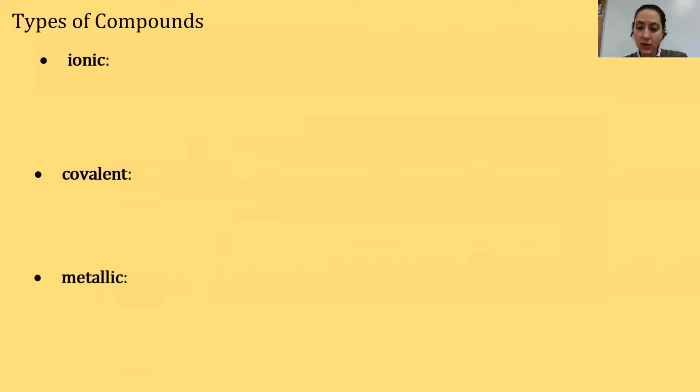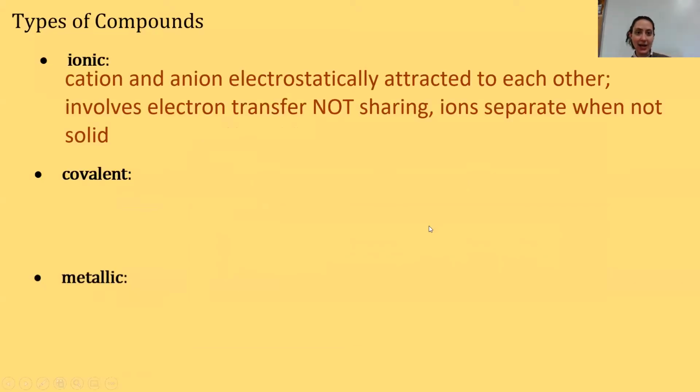Okay. So ionic, again, is a cation and anion electrostatically attracted to each other. Attracted to each other involves electron transfer, not sharing. Ions separate when not solid. So if they are liquid or if they're dissolved in water, those ions will separate out. They won't be stuck together anymore. Only when they're solid are they really stuck together. Definitely not as a gas.